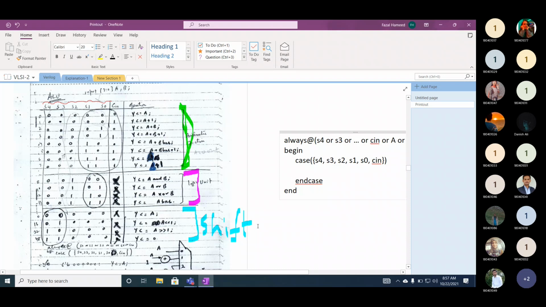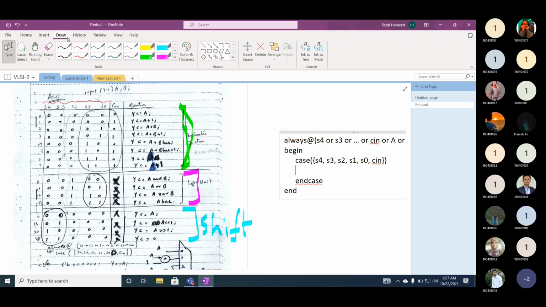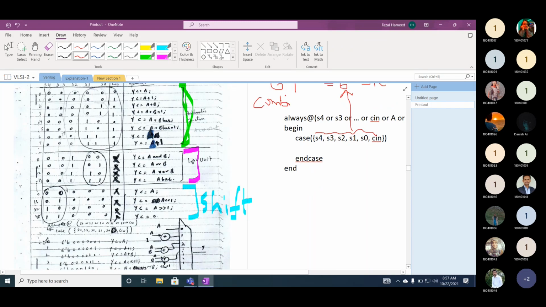So now if you look at this S4, S3, S2, S1, S0 and Sin, what is the size of this signal? Six bits. How many combinations will be there? 64 combinations. Now in 64 combinations, when you have to use case X, how can we compute? 6'b binary. What is the first combination? 000000.